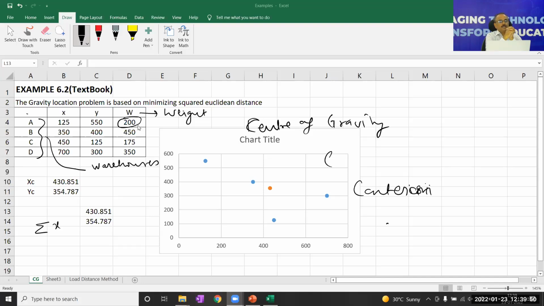So for example, if there are 4 warehouses and you are looking at setting up a factory or a plant which will fulfill the demands of these 4 warehouses. So in that particular situation, where you should locate the factory that will fulfill the demands of all these warehouses. So this weight is nothing but either a demand or a supply.